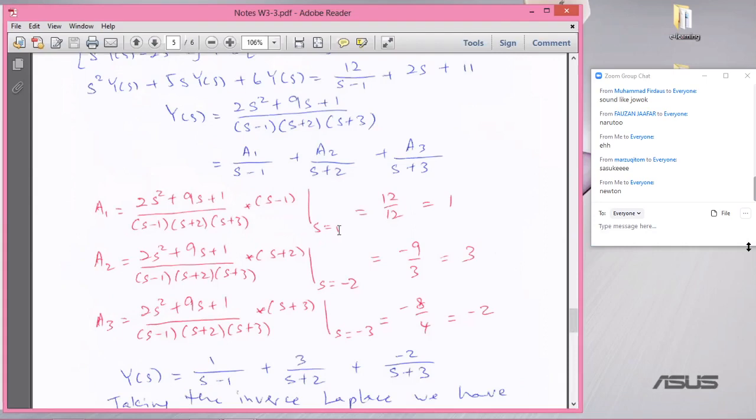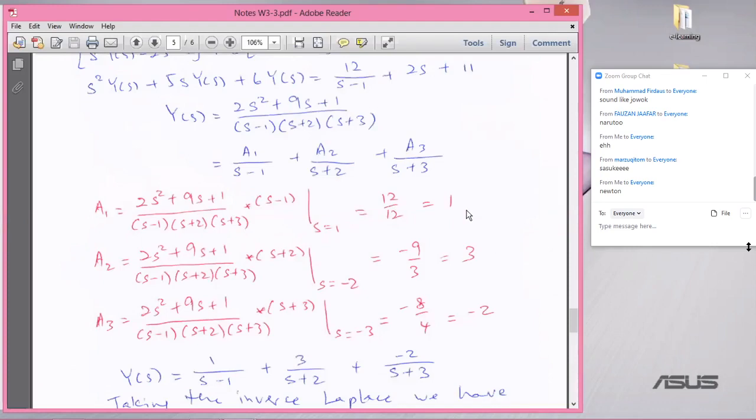Now you just substitute s is equal to 1 in the numerator. So 1 squared is 1, 9 multiplied by 1 is 9. So 2 plus 9 plus 1 is 12. And then you substitute 1 in the denominator. S minus 1 has been cancelled out. So this is 1 plus 2 is 3. 1 plus 3 is 4. 3 multiplied by 4 is 12. And then you get 12 in the denominator. 12 divided by 12 is equal to 1. So that's your value of A1. See, how easy is that?